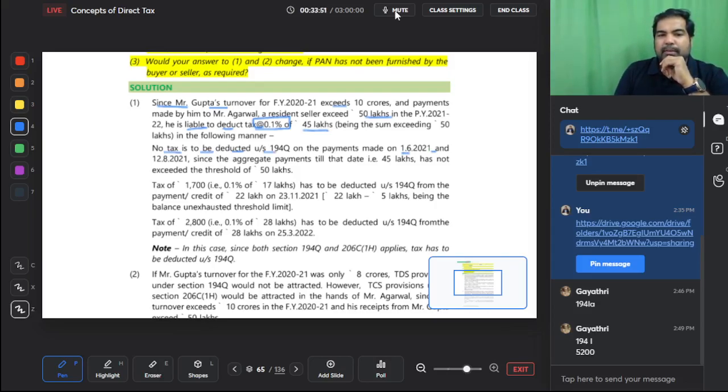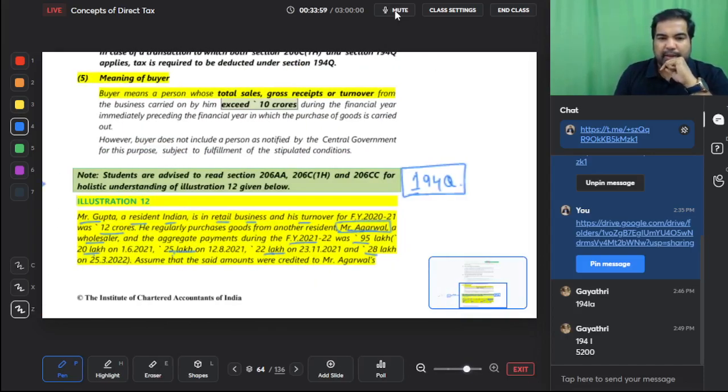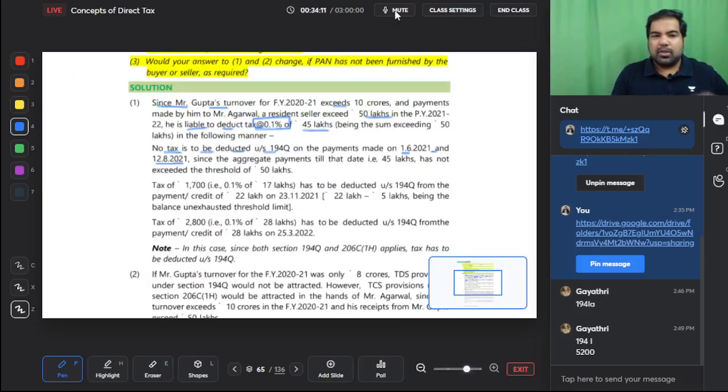So basically, till the date it's not exceeded 50 lakh, you will not deduct. So on these payments, you will not deduct TDS, like the first payment of 20 lakh and the next of 25 lakh. Till that time, you did not exceed 50 lakh. So on these two, no TDS. And after that, on this 22 lakhs or on this 28 lakhs, you will deduct TDS. So tax of 1,700 has to be deducted on these two payments.